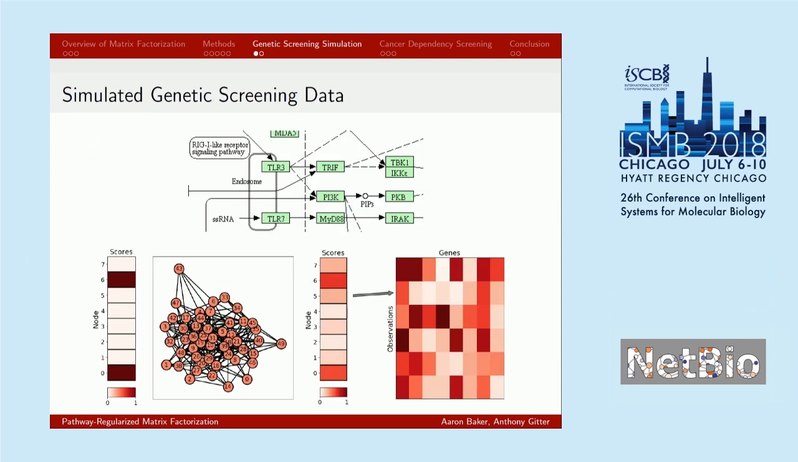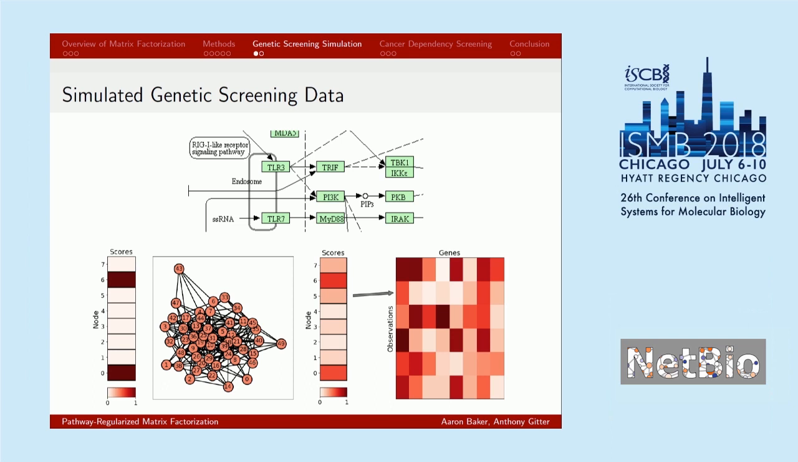So having described our algorithm, we then sought to evaluate the performance of this method on two different data sets. One of them is a simulated data set that's meant to mimic genetic screening data. In genetic screening experiments, researchers are typically knocking out genes one by one, genome-wide, and seeking to measure the effect of that knockout on some phenotype of interest, maybe it's survival of a cell.